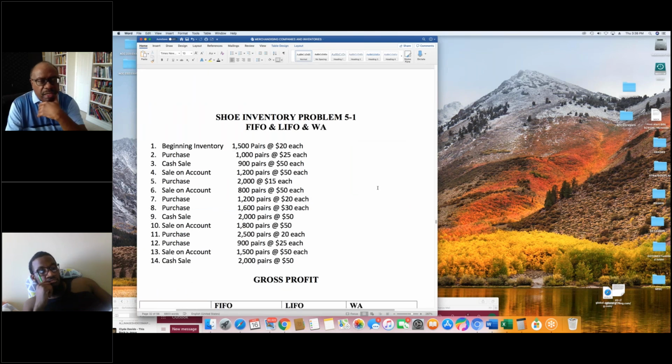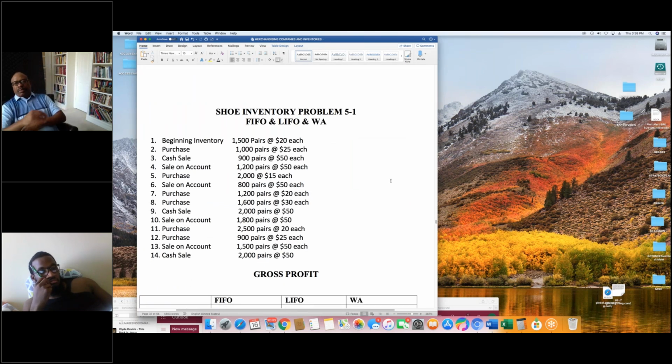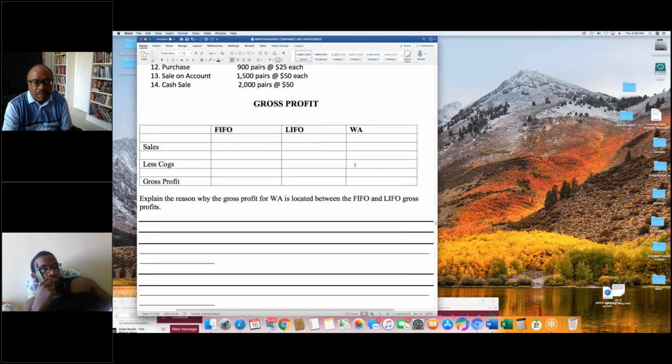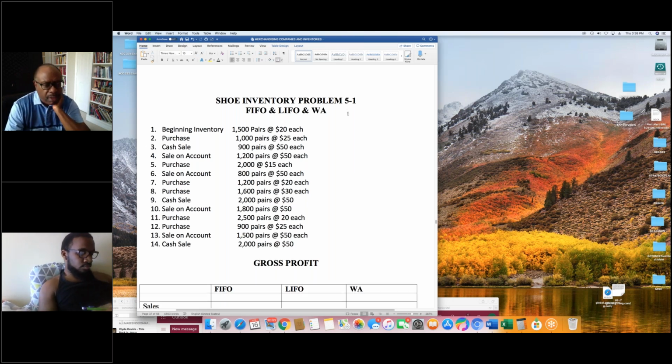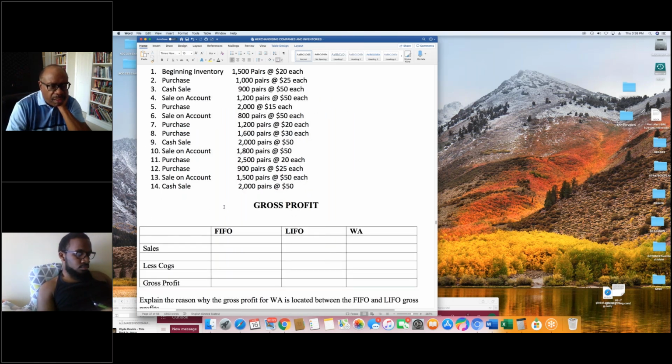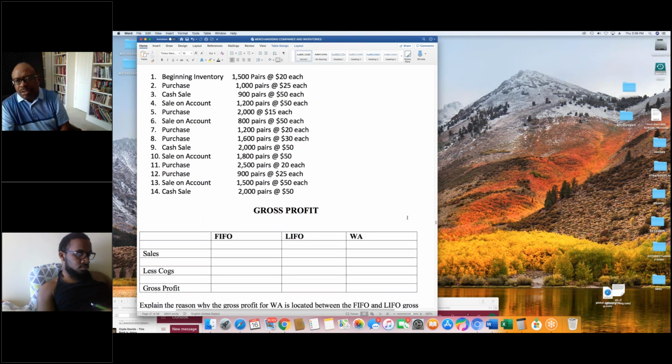Okay, so here is your homework problem. 5-1, which is on page 37. This is what you need to turn in to me next time, but only the FIFO part. Later, go back and do the others. Everyone does the same one.